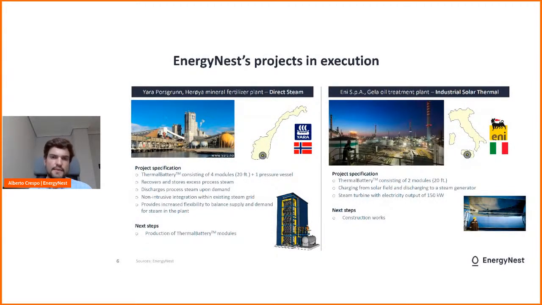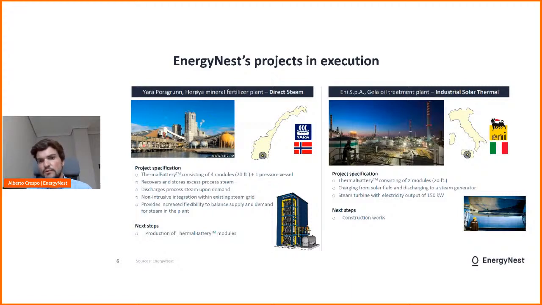First is the direct steam system for Yara in South Norway. This system consists of four of these modules plus one pressure vessel, in which we store excess process steam from the facility to discharge this steam on demand, to increase the flexibility of existing assets and to help Yara better manage fluctuations in the steam demand. Engineering has been completed, and the next phase of the project is the production of the thermal battery modules.